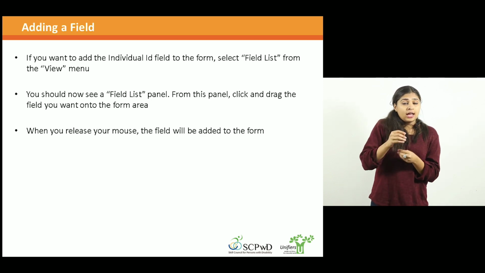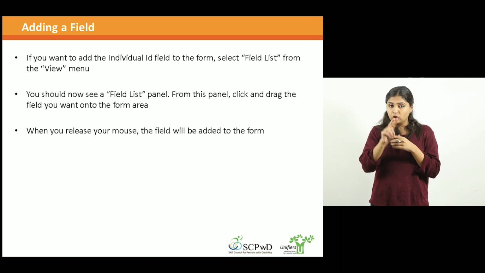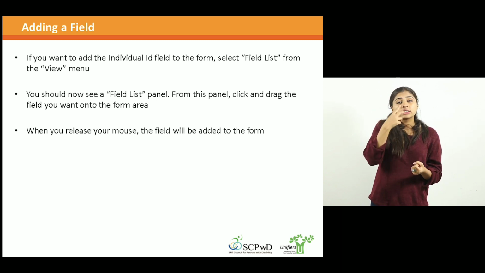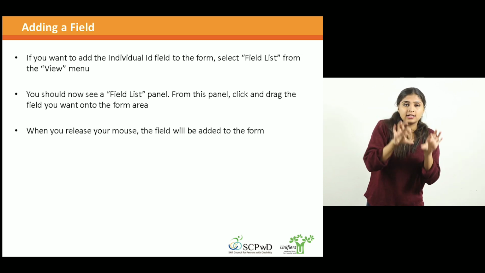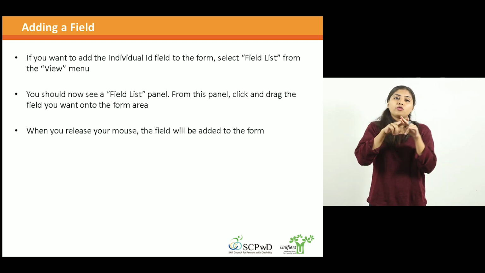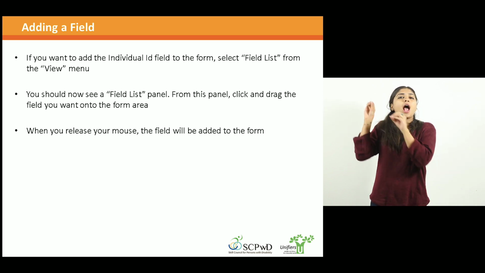Adding a field. If you want to add the individual ID field into the form, select Field List from the View menu. You should now see the Field List panel. From this panel, click and drag the field you want onto the form area. When you release the mouse, the field will be added to the form.